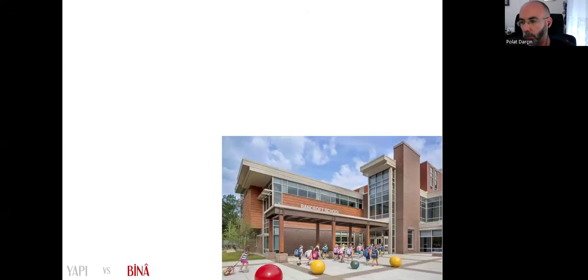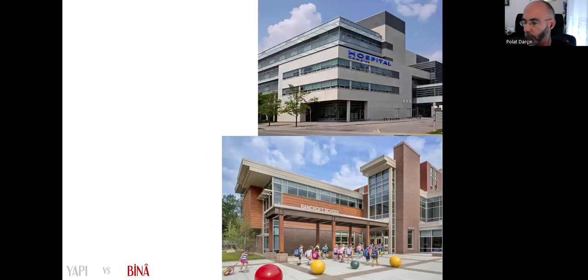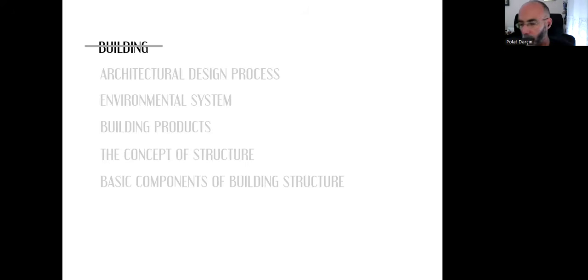Bina is the buildings or constructed things that we spend our life in for a short or a long period, like this school building or a hospital building. So everything made by man can be defined as yapı, including bridges, dams, or tunnels, or buildings. But bina is more specific for habitation, residential buildings, school buildings, hospital buildings. This is the subgroup of yapı, if you will. So we covered the building.